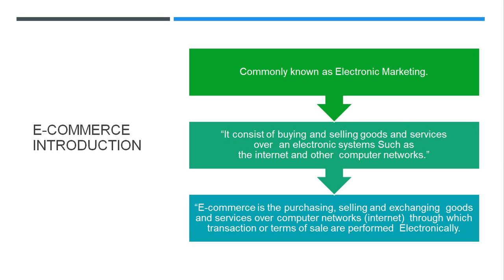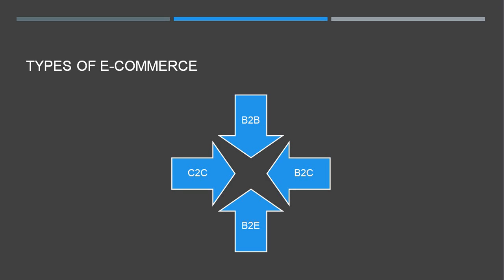So e-commerce is purchasing, selling and exchanging goods and services over computer networks or the internet, through which the transactions and terms of sale are performed electronically. So when the terms of sale are performed electronically, then that is normally called electronic commerce. As I told you, the next topic which is very important in e-commerce is the types of e-commerce.